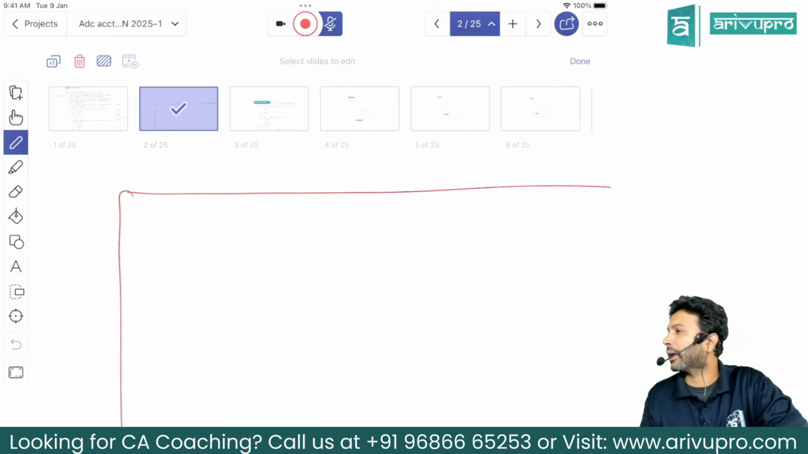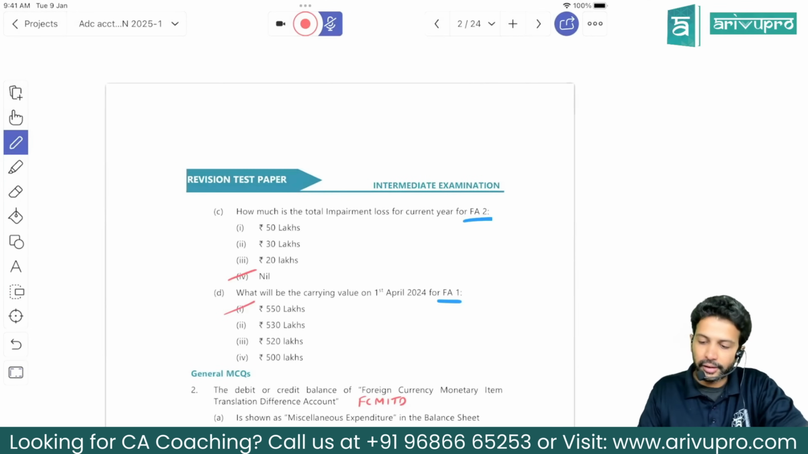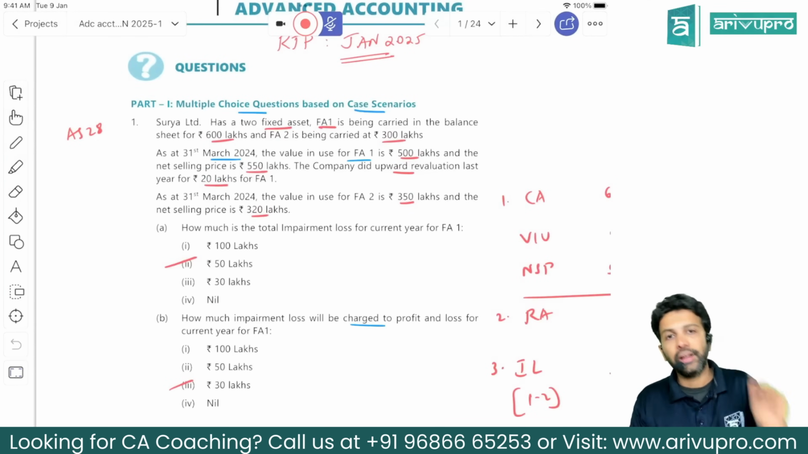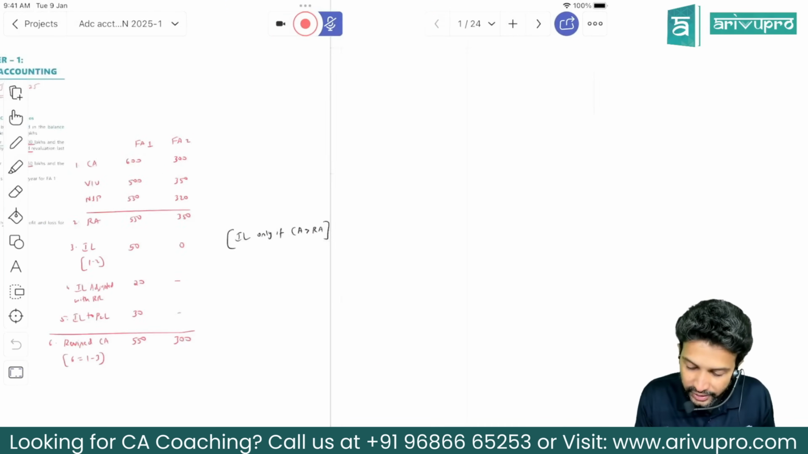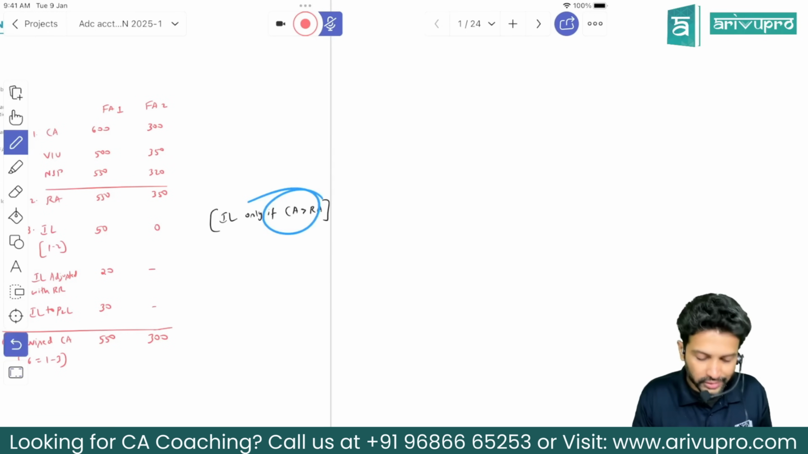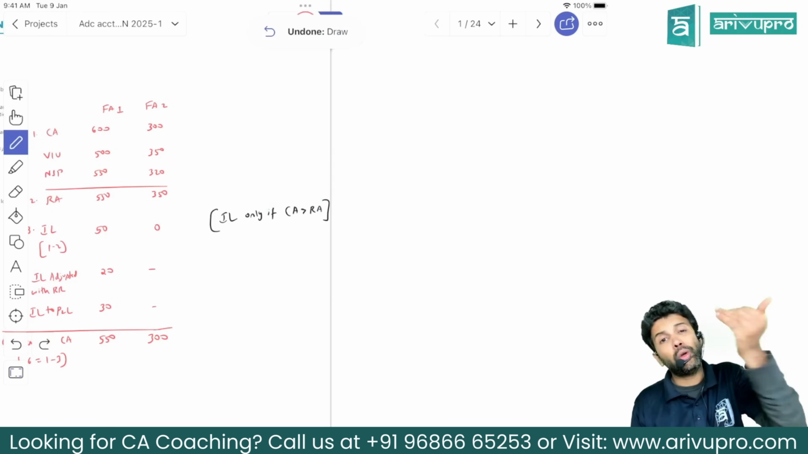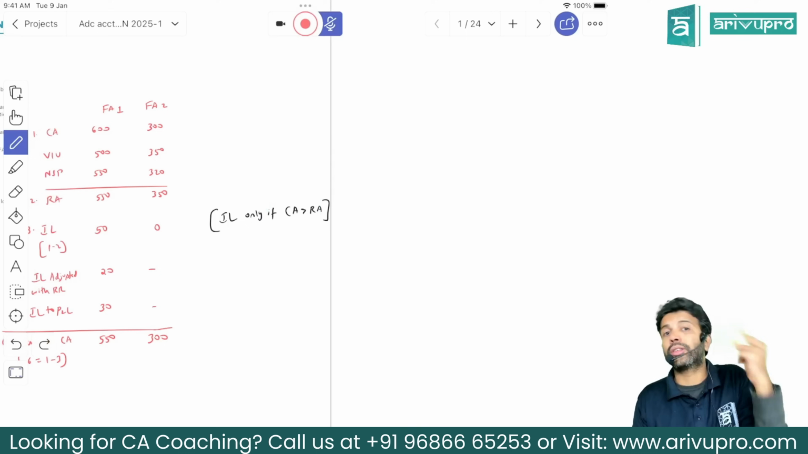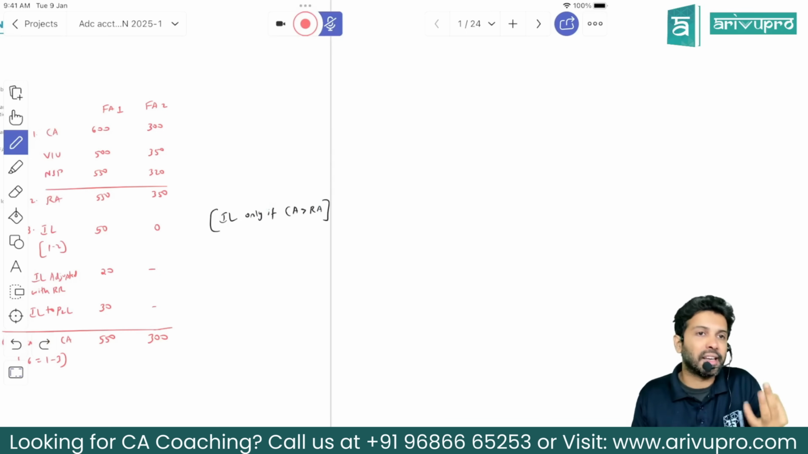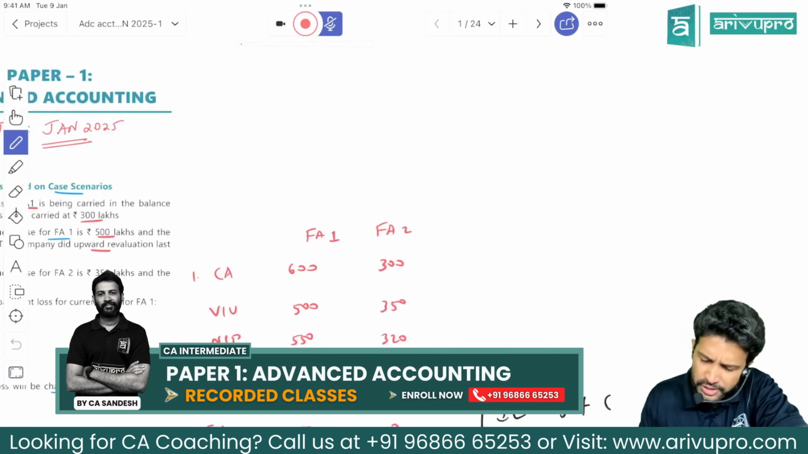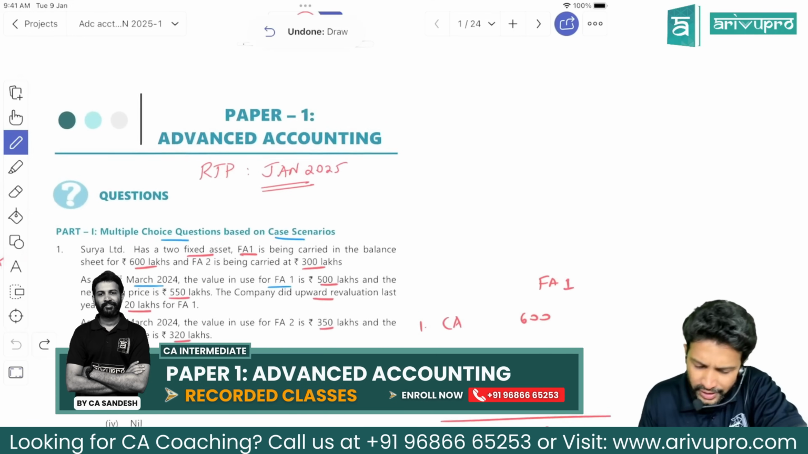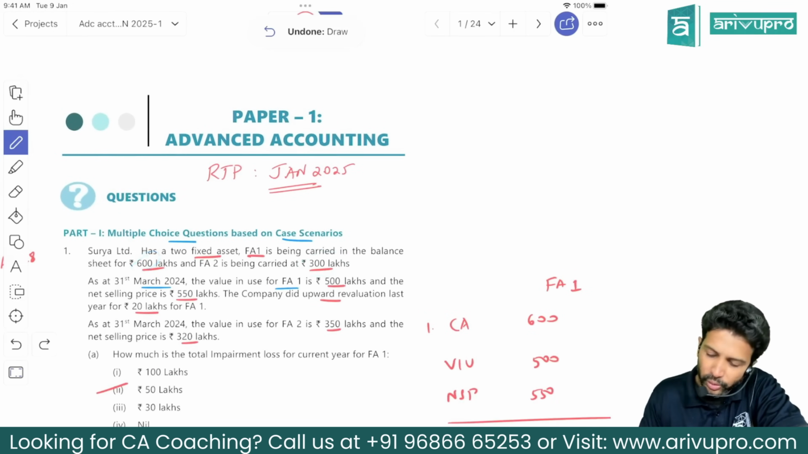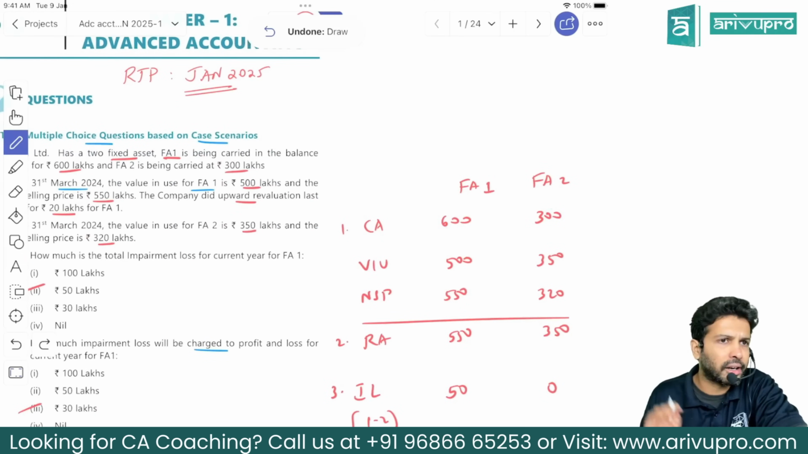Impairment loss will get triggered under only one scenario. What is that scenario? If carrying amount is greater than recoverable amount, only then impairment loss will come. And how do you get recoverable amount? Recoverable amount is the higher of 2 things, value in use and net selling price, whichever is higher. So let's punch in the data. For FA1, what is the carrying amount given? 600, and for FA2 it is 300. Carrying amounts are plugged in.